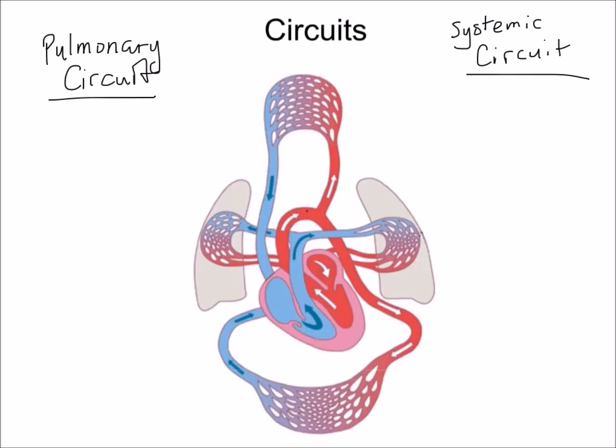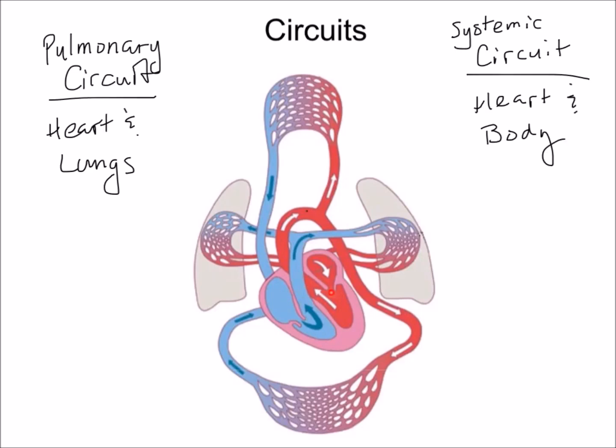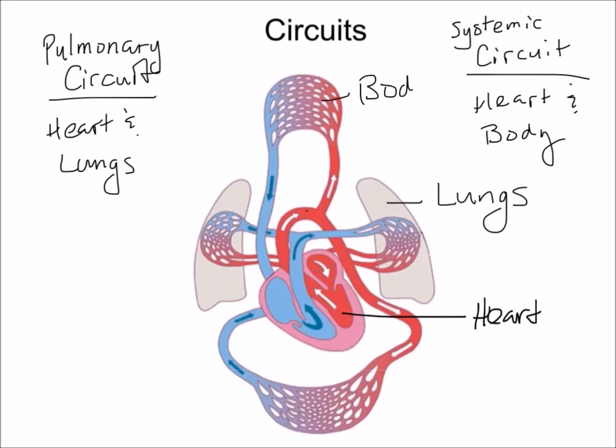The pulmonary circuit is the circuit between the heart and the lungs, and the systemic circuit is the circuit between the heart and the body. So this structure right here, that's the heart. This structure here and over here represents the lungs. These structures up here and down here represent the body. Specifically, one is going to represent the upper body, and the other one is going to represent the lower body.